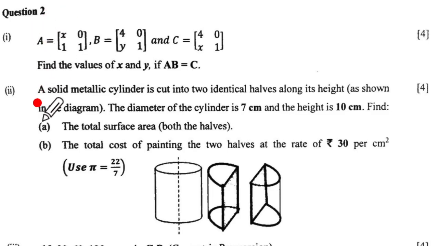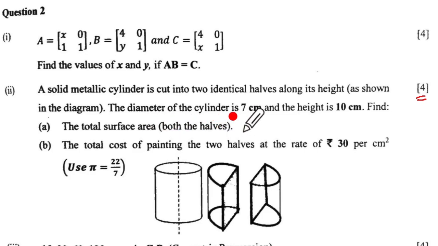Now we come to Question 2 second part. This is also for 4 marks. A solid metallic cylinder is cut into 2 identical halves along its height as shown in the diagram this way. Imagine you have a knife and you're just cutting a piece of cheese like this, or paneer.